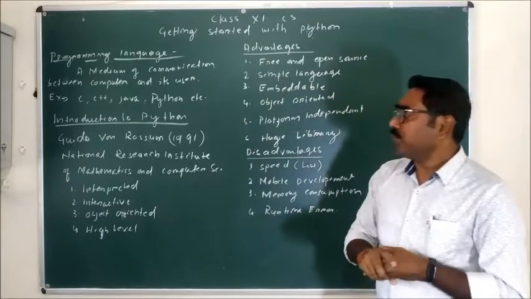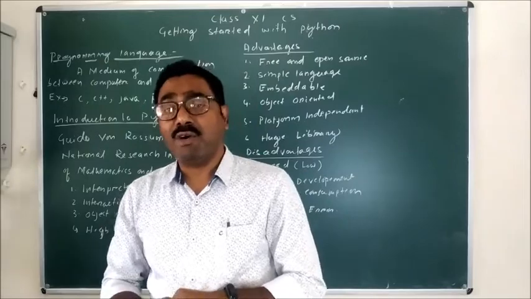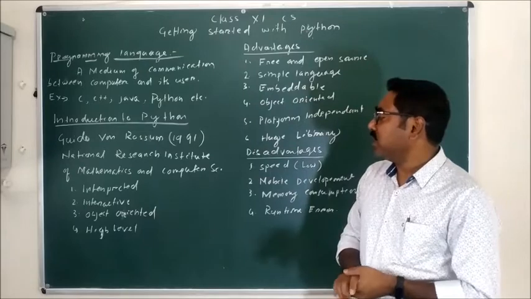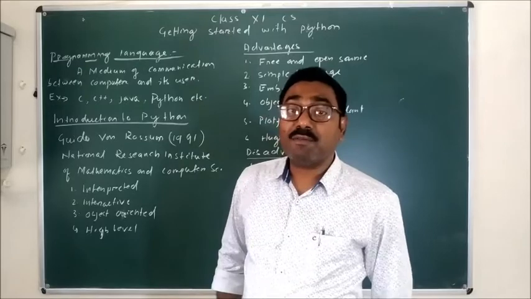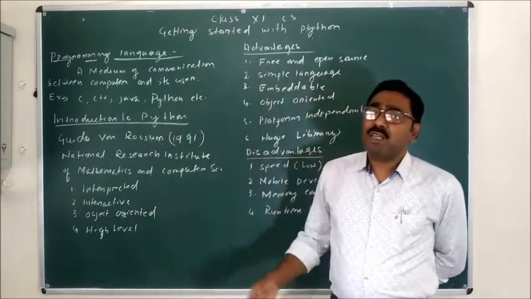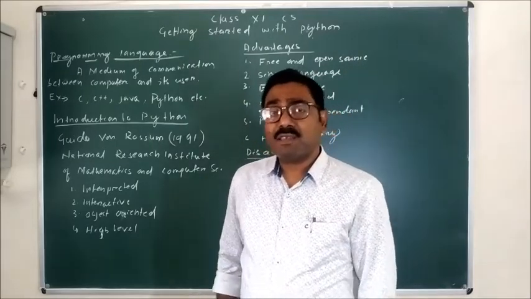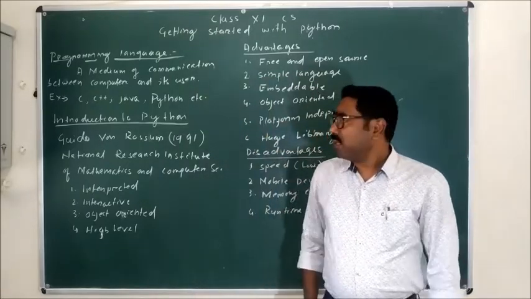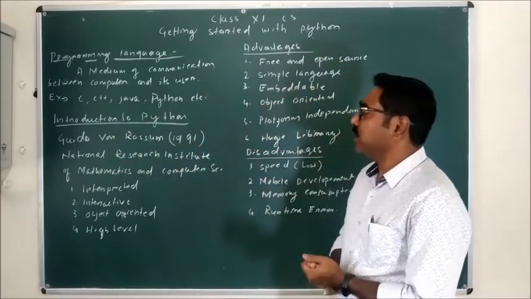The Python programming language was invented in 1991 at the National Research Institute of Mathematics and Computer Science, Netherlands. It was developed in the Netherlands. Before Python, many other high-level programming languages were used, like C and C++, from the 1970s onward. But Python was invented by Guido van Rossum in 1991.